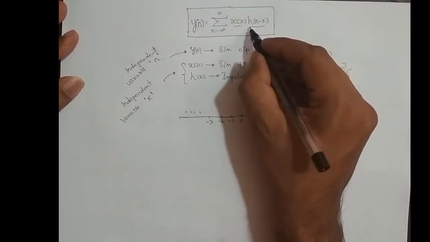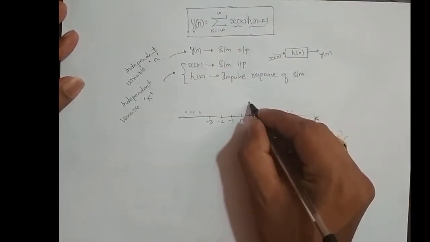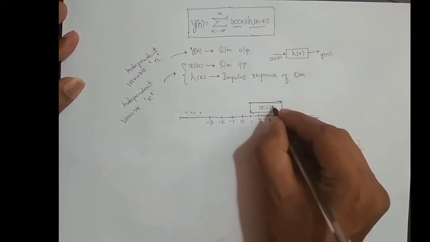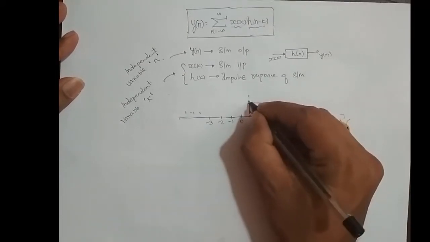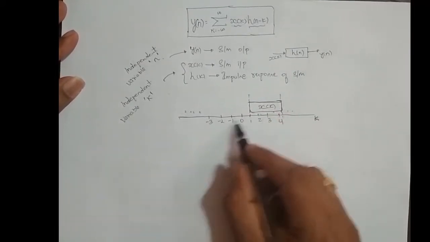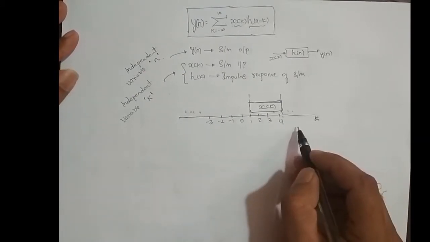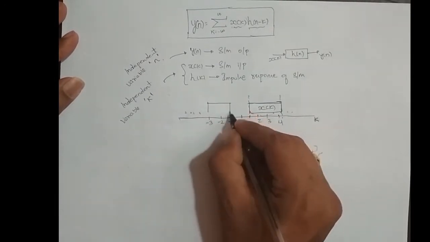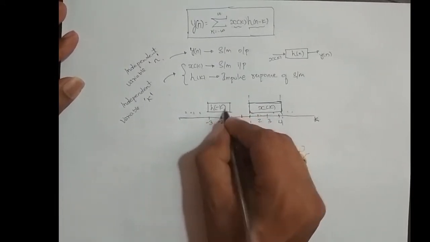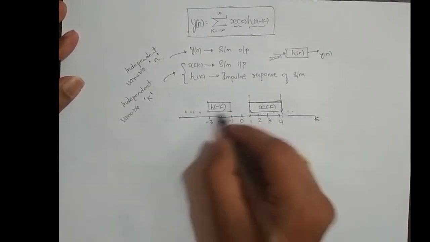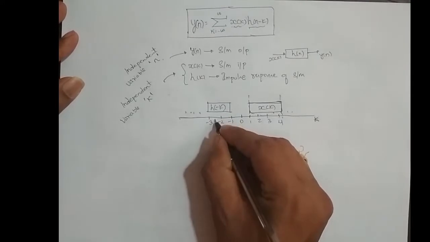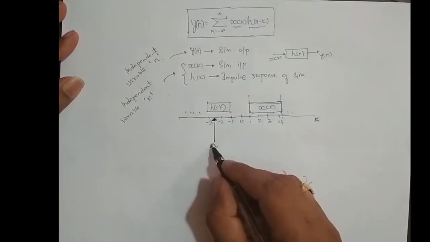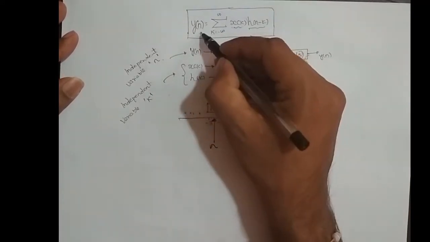We have x of k, which I'll represent with just a rectangular box. This signal x of k doesn't move. It remains constant in the k axis. Whereas we have h of minus k here, and this h of minus k sequence is controlled by n. And this n is actually related to the output sequence y of n.